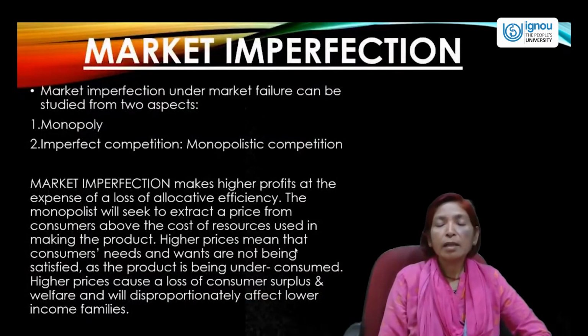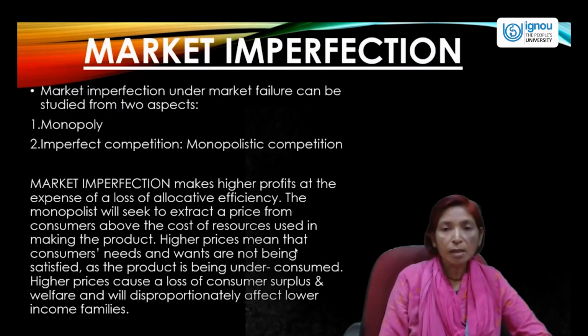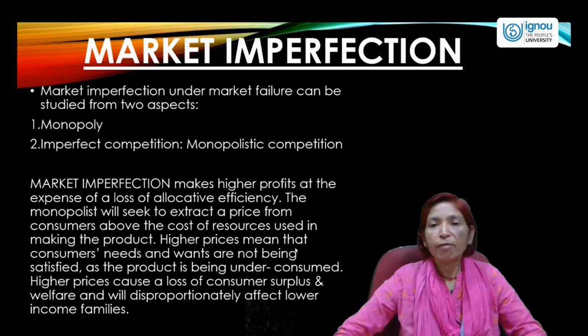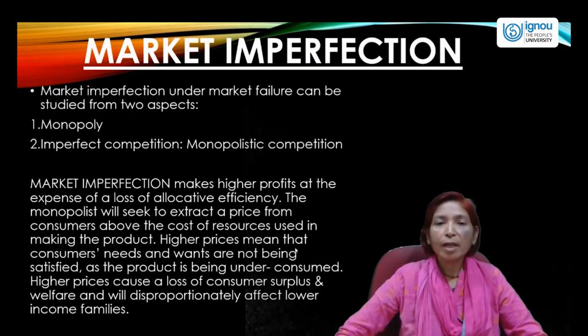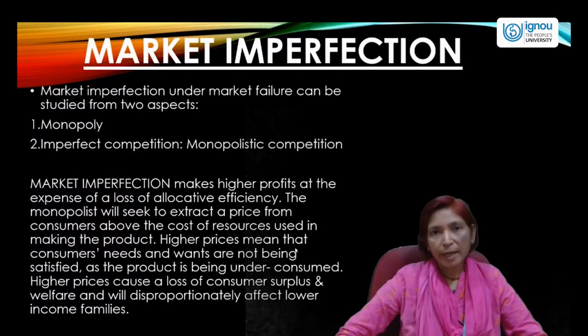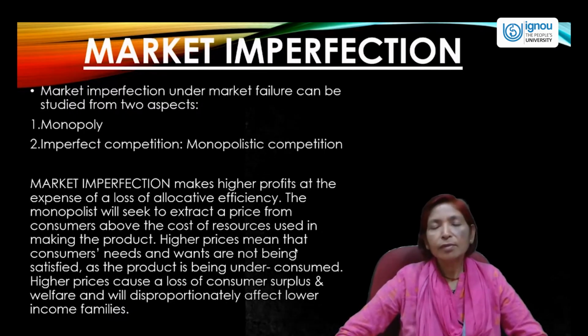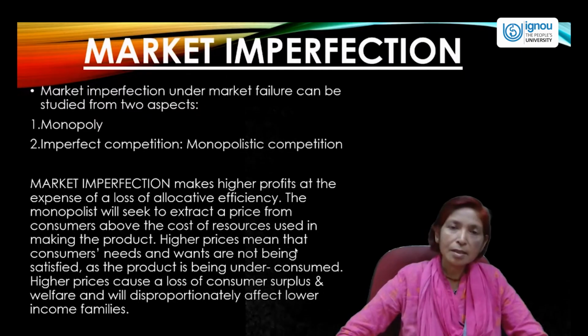Next is market imperfection. This is the main first cause of market failure. What is market imperfection? Market imperfection under market failure can be studied from two aspects. One is monopoly, second is imperfect competition like monopolistic competition. Market imperfection makes higher profit at the expense of a loss of allocative efficiency.